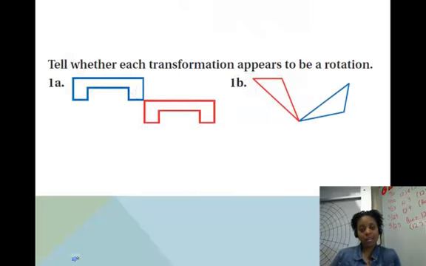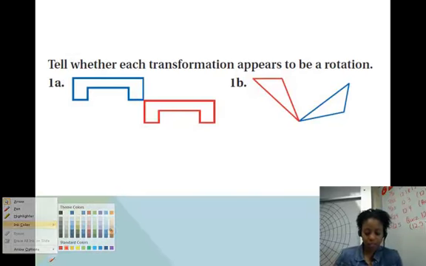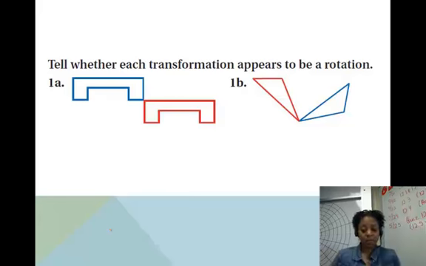Okay, so let's tell whether or not each of these transformations appear to be a rotation. If they're not a rotation, I want you to tell me what you think it is. So for 1A, we've got the blue to the red or the red to the blue. They don't really tell us which one is the pre-image and which one is the image. But it really doesn't matter because it's not a rotation. No? And it appears that this is just a slide or a translation.